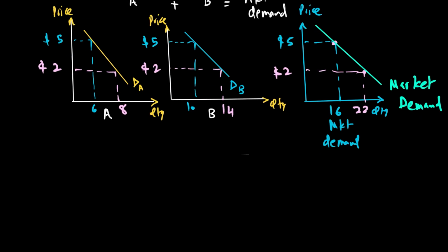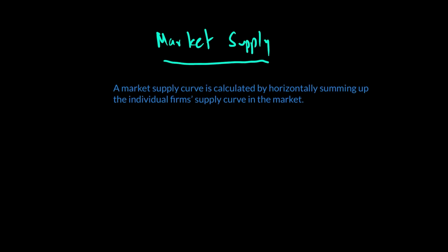Similarly, I can also find out what we call our market supply. What is market supply? Well, we say market supply is calculated by horizontally summing up the individual firm supply curves in the market. So let's see that through an example as well. What we will do is, for each and every price, add the quantity supplied by each firm. So while market demand was horizontally summing up each consumer's demand curve, market supply is horizontally summing up each individual firm's supply curve at each price, so that we can get our market supply.